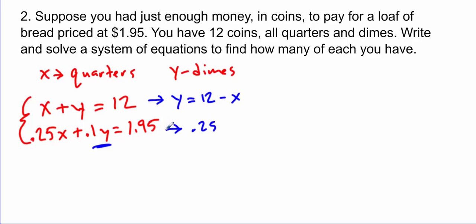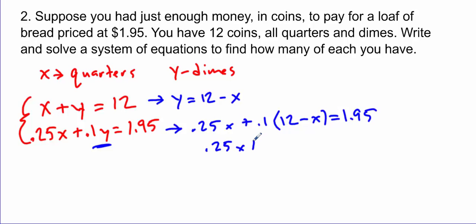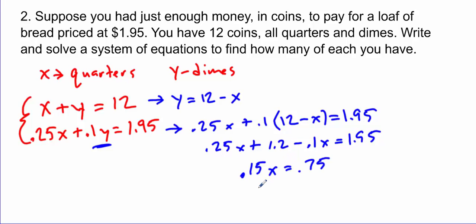So we'll have 0.25x plus 0.1 times 12 minus x equals 1.95. And we'll do some distribution. 0.25x plus 1.2 minus 0.1x equals 1.95. I'm going to combine these like terms. 0.25 minus 0.1 would leave me with 0.15x, and I'll go ahead and subtract as well. 0.75, and division quickly gives me 5.